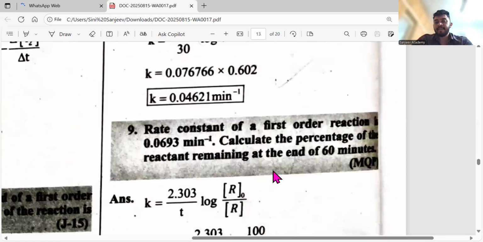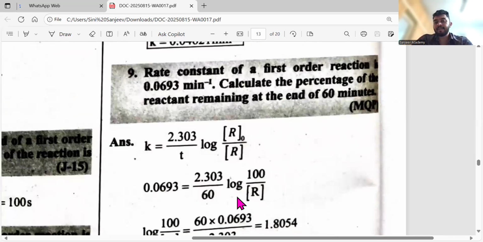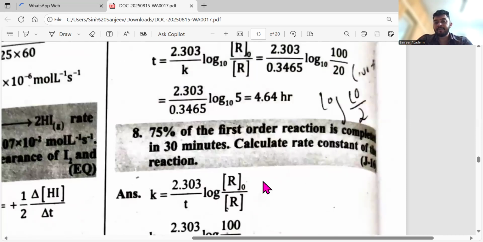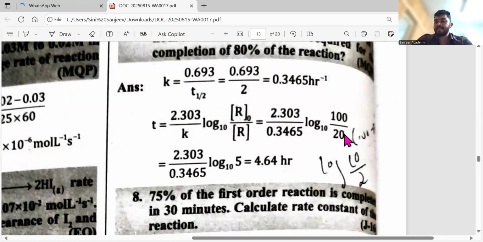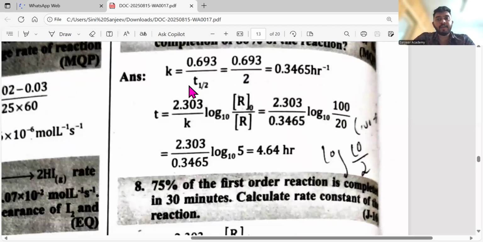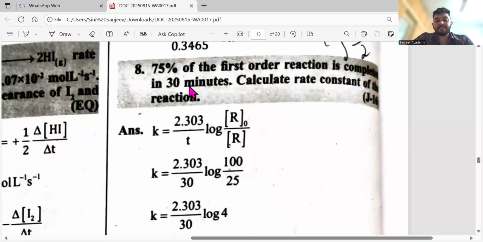Compare and study. See again, let us take this question. Anyway they asked us to calculate K, but I hope everyone understood. R naught will always be 100, and R will be the subtraction: 80% means 100 minus 80, 20 remaining. That's how we get 20. Once we cancel this, I'll get log 10 by 2, that is log 10 minus log 2. Log 10 value is 1. Log 2 value is 0.3. So simple substitution. And how do you find the K value? For a first order reaction, it is 0.693 by T half. Simple thing. If you know the derivation properly, you can do the problems just like that. Same thing for 75%.